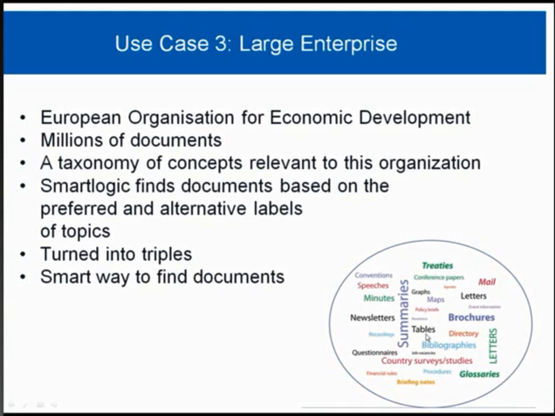Yeah, and they had their own taxonomy of all the concepts that are relevant to this organization, with the added difficulty that they had to do everything in 8 different languages, which in itself is a really tough challenge. Yeah. But what Smart Logic can do then is take the taxonomy of this organization and index with it, and turn that into triples.